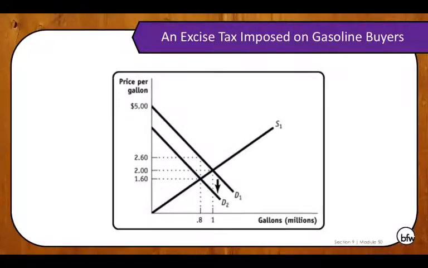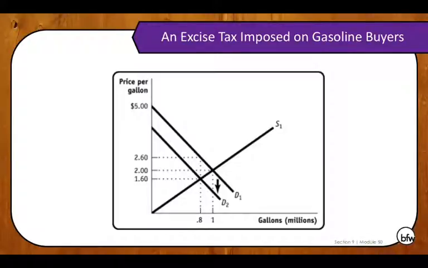Now, let's look at an example of an excise tax imposed on buyers. Politicians in Smog City decide to impose the $1 tax on gasoline buyers rather than on sellers. Buyers must pay $1 to the government for every gallon of gasoline that they purchase. This would lower consumer willingness to pay by $1 for each gallon purchased, which serves to shift the demand curve downward by the amount of the tax, or downward by $1.